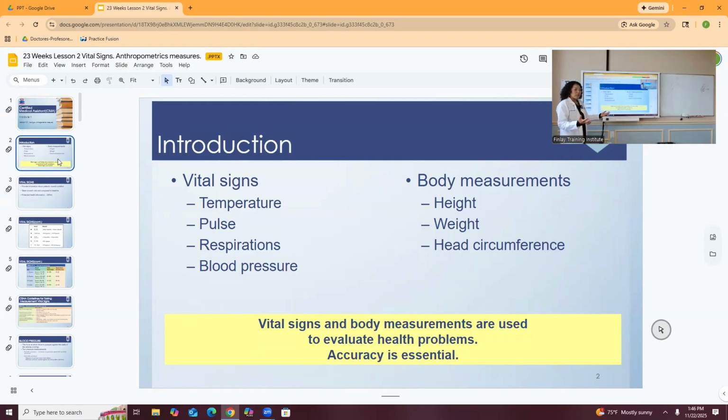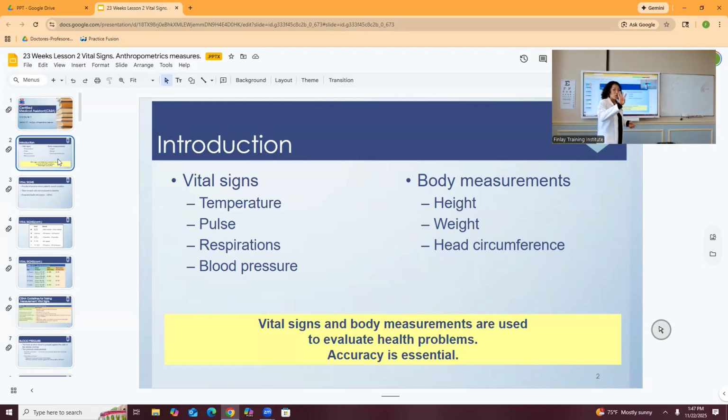But when we evaluate the patient, we're also going to evaluate the anthropometric measurements. This is because this information is going to help the doctor to finalize either a diagnosis or a treatment for the patient. Some of the medications used in pediatrics or geriatric patients, elder patients, are based on the height and the weight. That's why it's so important. And we include it in the vital signs measures.